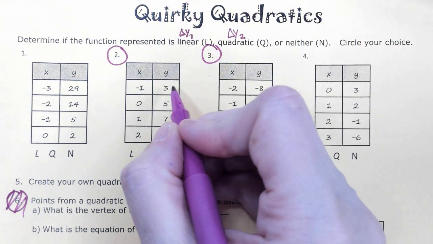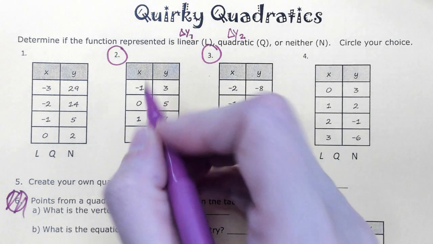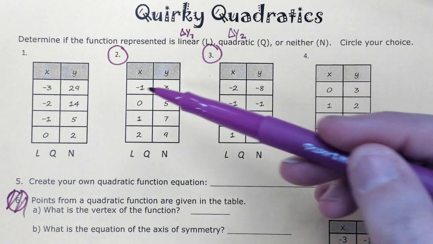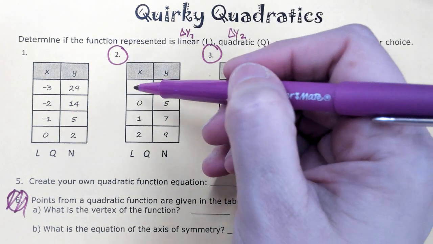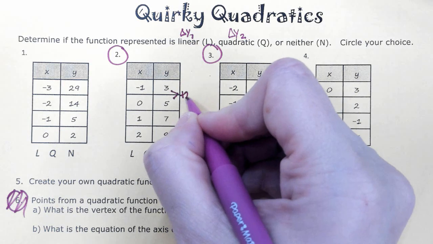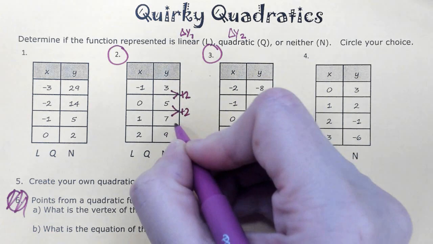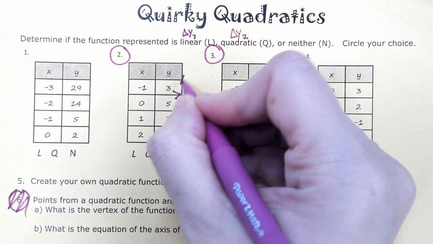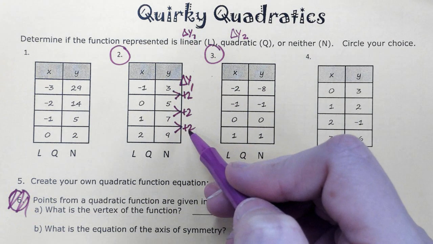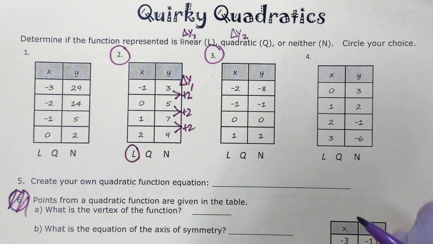Okay, so let's look at this one. First of all, I always check: doing this only works if my x values are increasing by 1. And in this case, they are. So I'm going to look at my change in y. So 3 plus 2 is 5. 5 plus 2 is 7. 7 plus 2 is 9. That's my delta y1. And since my delta y1 has the same value for every row, that makes this linear.